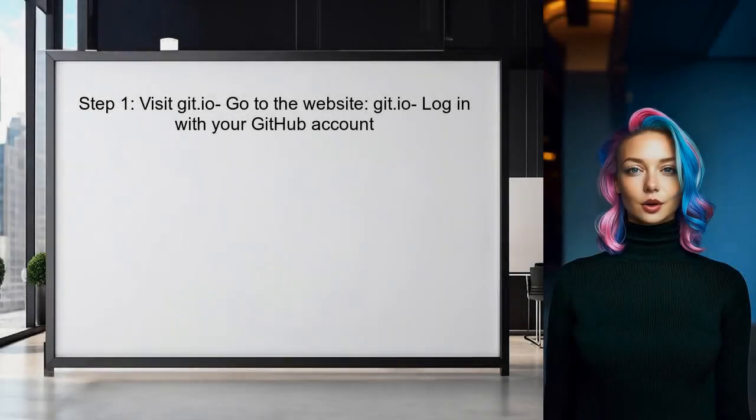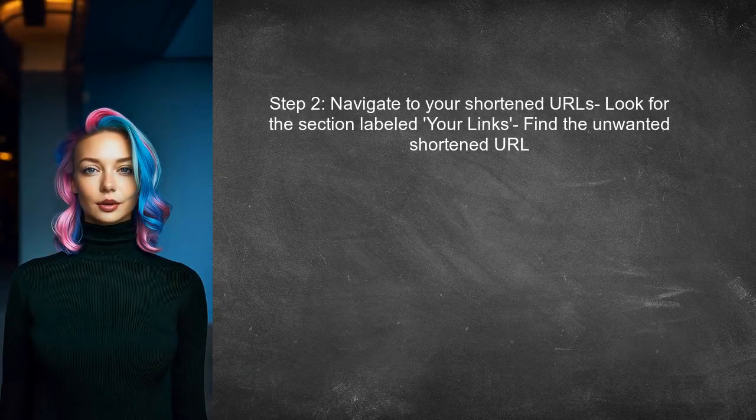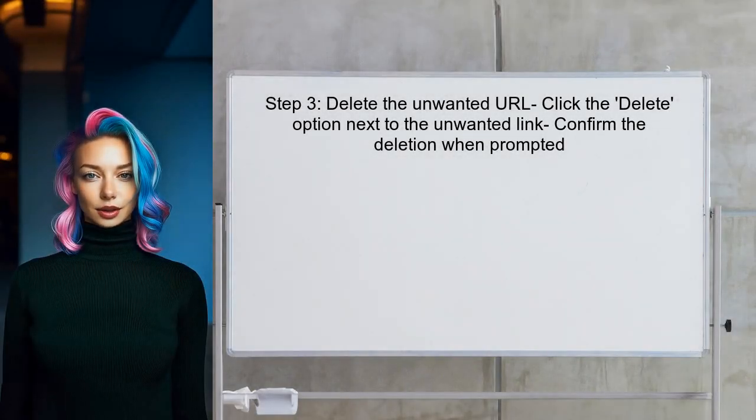To delete the unwanted git.io shortened URL, the user should first visit the git.io website. This is where they can manage their shortened links. Once logged in, the user should navigate to the section where their shortened URLs are listed. This will allow them to find the specific link they want to delete. After locating the unwanted URL, the user can click on the delete option next to it. This will remove the link from their account.